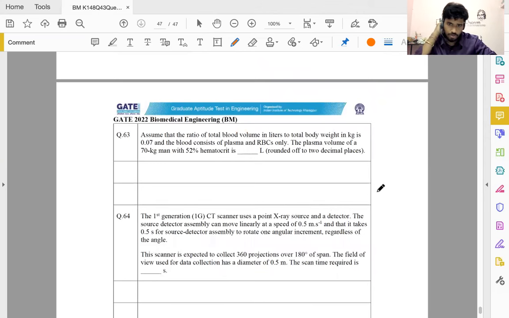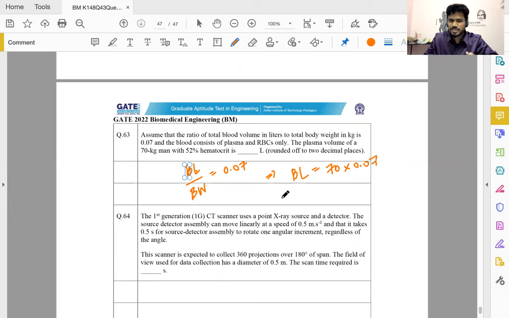Assume the ratio of total blood liters to body weight. So this is blood liters. Again, I hope you didn't make a mistake here. I'm using blood liters by body weight as 0.07. So blood liters in a 70 kg person is 70 into 0.07.